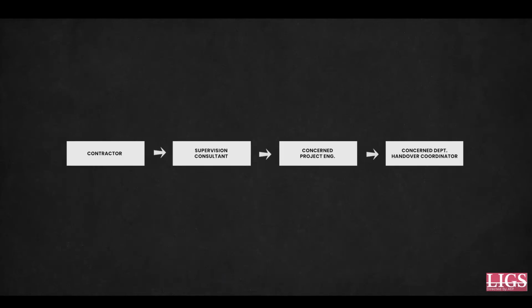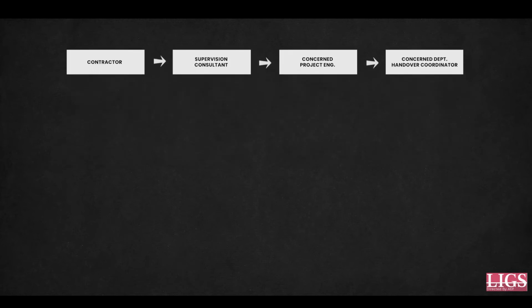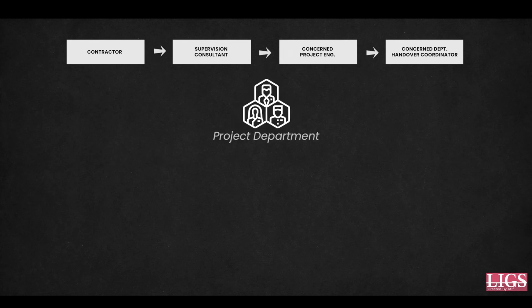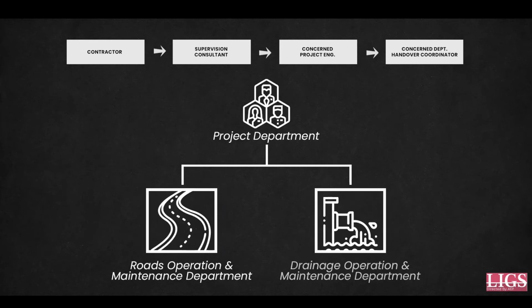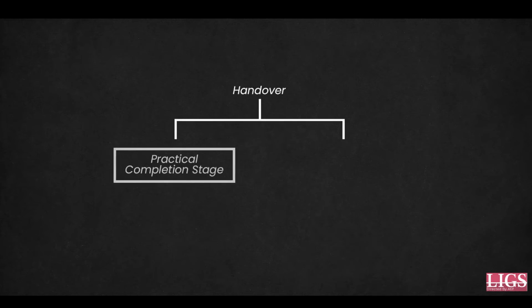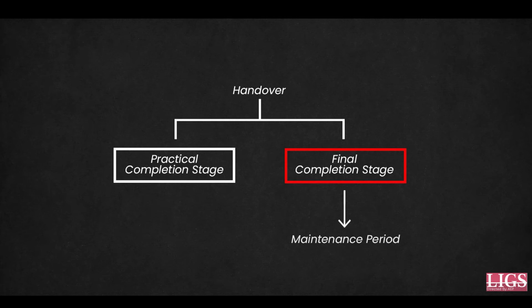Here, as you can see, during the completion of the construction contracts, the project implementing team, which includes the contractor, supervision consultant and project department, are required to complete the inspection with the Public Works Authority operation and maintenance departments such as roads operation and maintenance and drainage operation and maintenance department. Typically, the handover is carried out in two different stages. They are practical completion stage and final completion stage. The final completion stage is also referred to as the maintenance period.